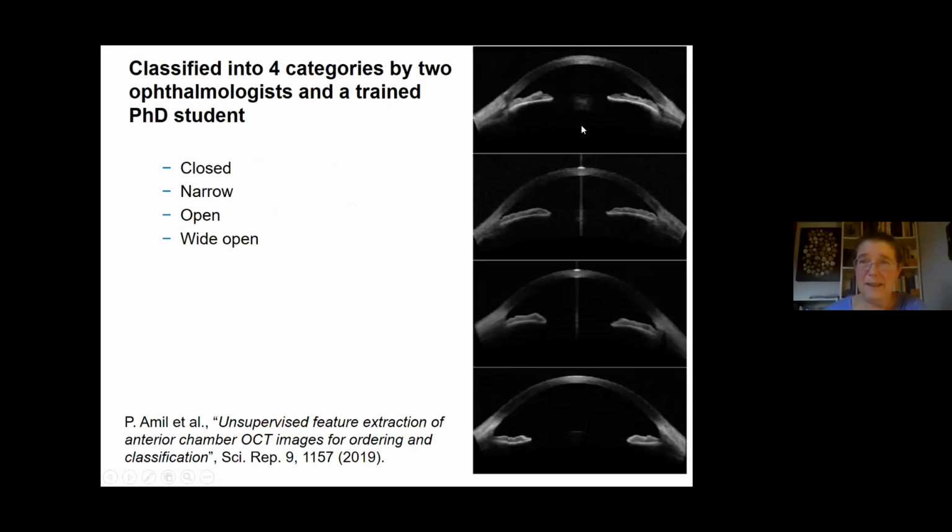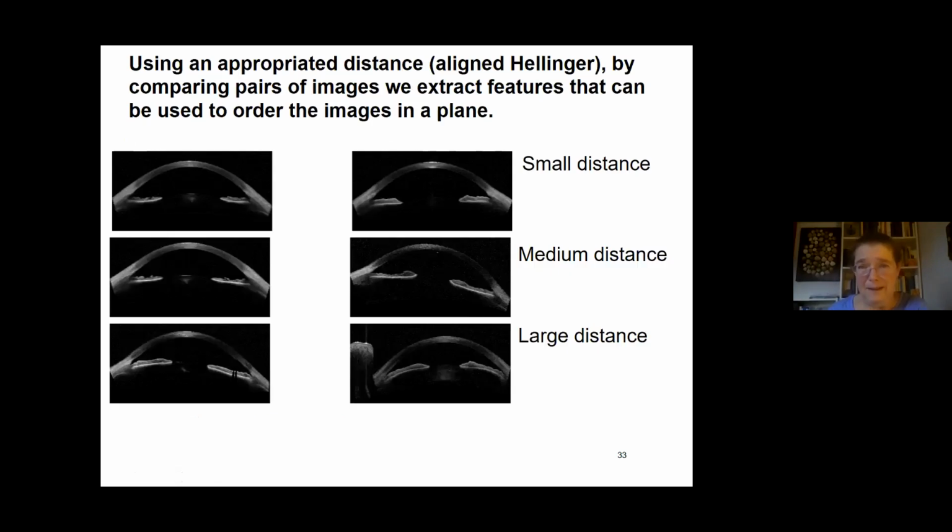And you can see here that it can be classified in 4 categories: closed, narrow, wide, and wide open. And we want to compare many images, again, to differentiate glaucoma or to identify patients with an early signature of glaucoma. And we want to use a distance to compare pairs of images which is appropriate. For example, we want images that are similar to have a small distance, images that are not so similar, a medium distance, and images that are very different to have a large distance.